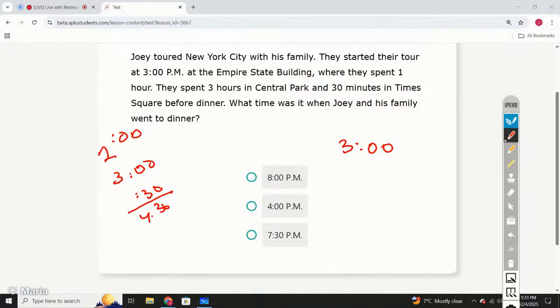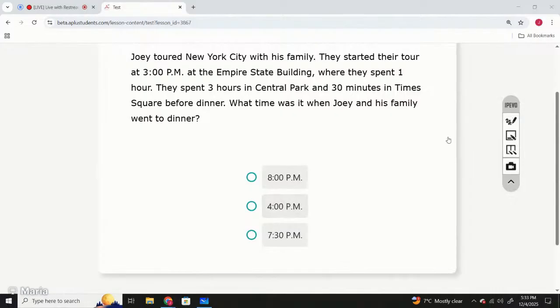So 4 hours they spent at the Empire State Building and Central Park. They started at 3, so add 4 hours, so that means they started dinner at 7:00.